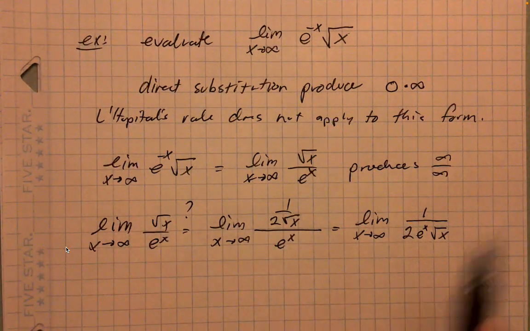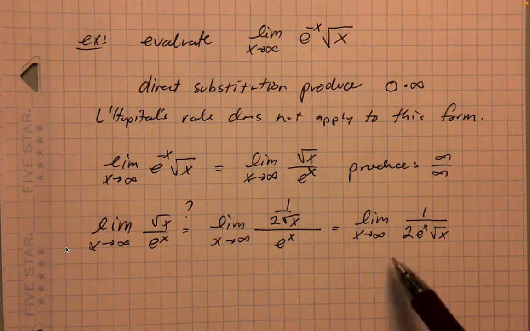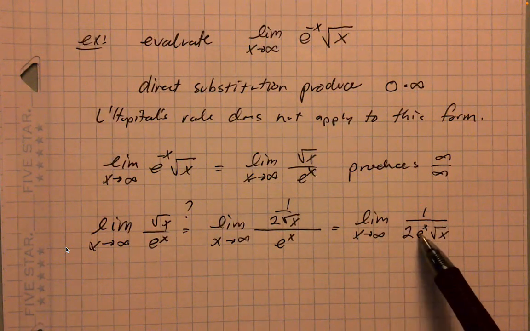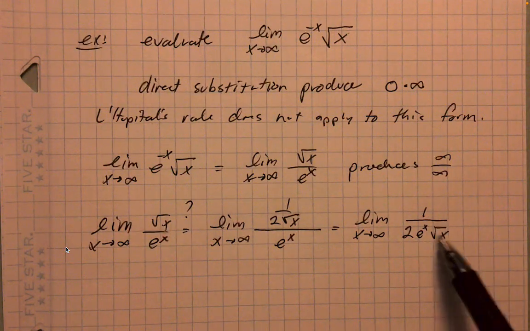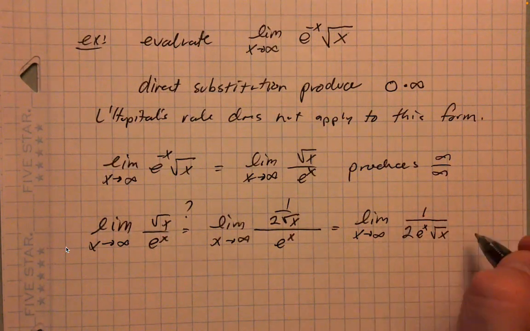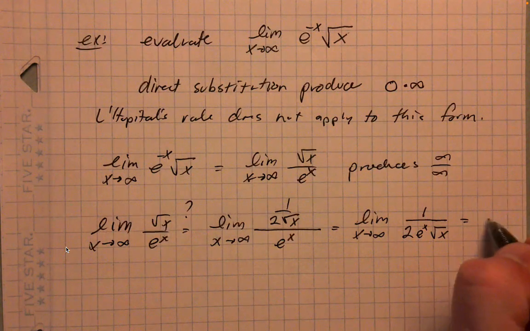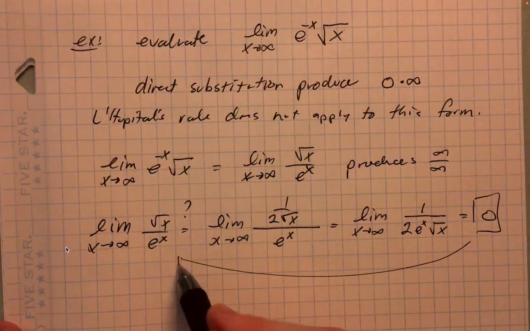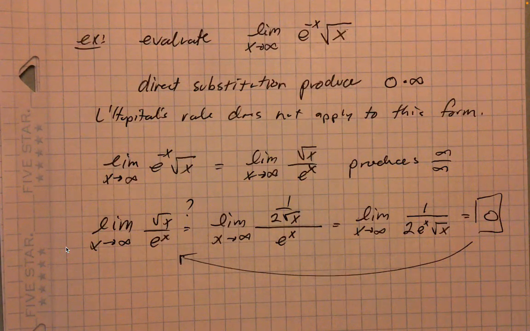Okay, and so now we can understand what this is telling us, right? e to the x is going to blow up, square root of x is also going to blow up, so the denominator increases without bound, and so this is going to be 0, right? And so that means the original limit is equal to 0 as well.